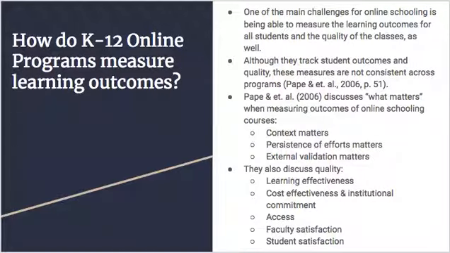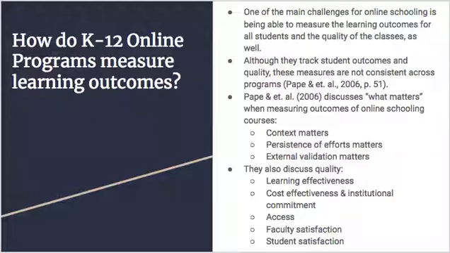Our next discussion question, we talked about how K-12 online programs measured learning outcomes. One of the main challenges for online schooling is being able to measure the learning outcomes for all students and the overall quality of the classes as well. Although they track student outcomes and quality, these measures are not consistent across programs. Some student outcomes are different, and where we measure the quality of the programs is still inconsistent.